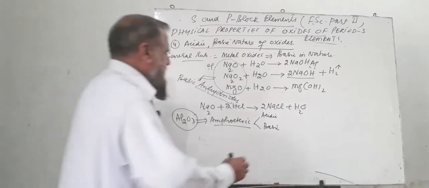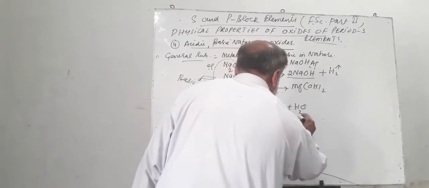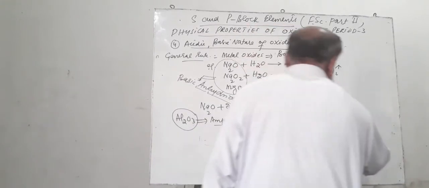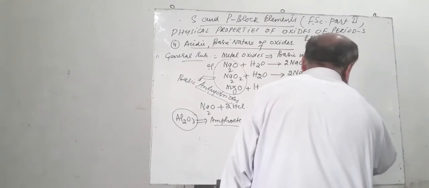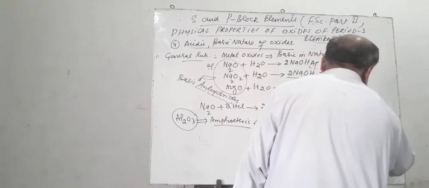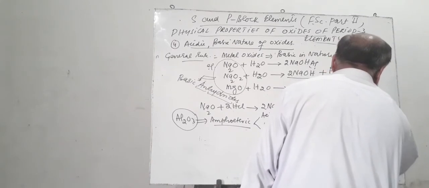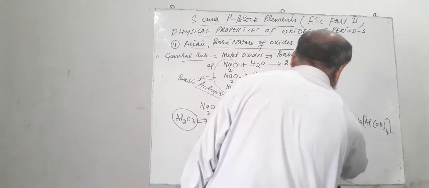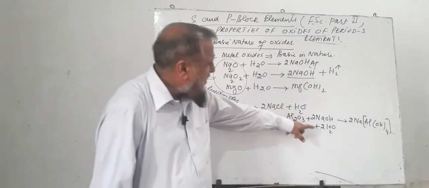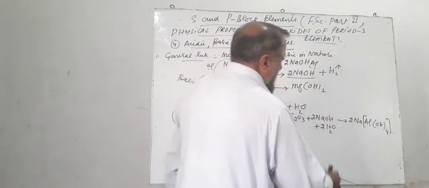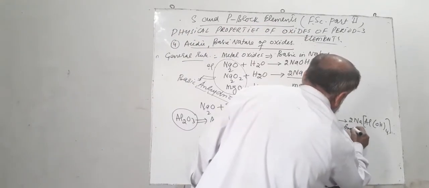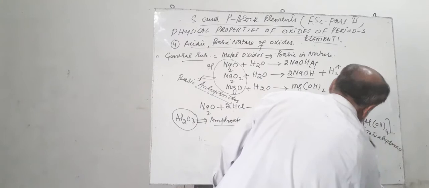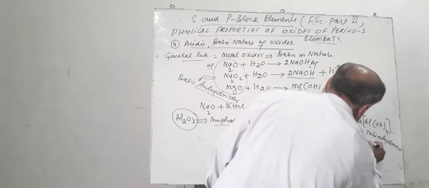It shows acidic property and it can react with strong alkalis like sodium hydroxide, 2NaOH, to produce salts which are called aluminates. We get Al2O3 plus 2NaOH plus 3H2O, we get the salt which is known as sodium tetrahydroxoaluminate, 2NaAl(OH)4.